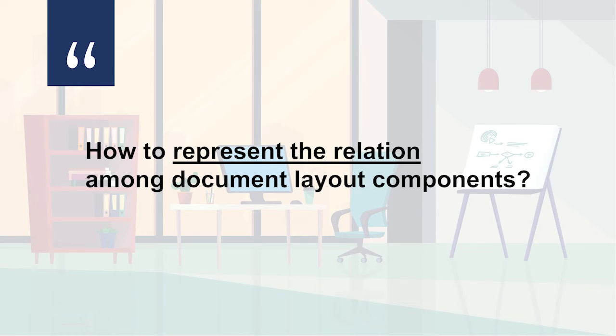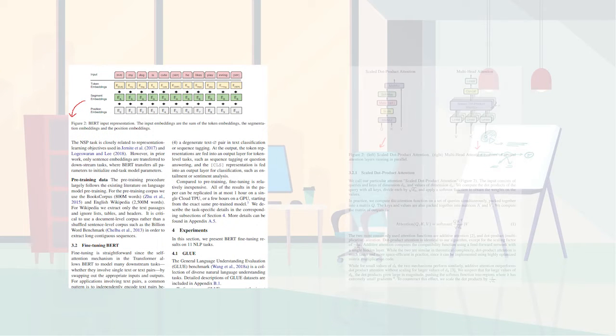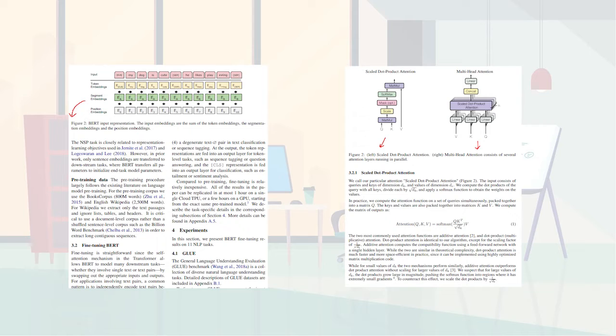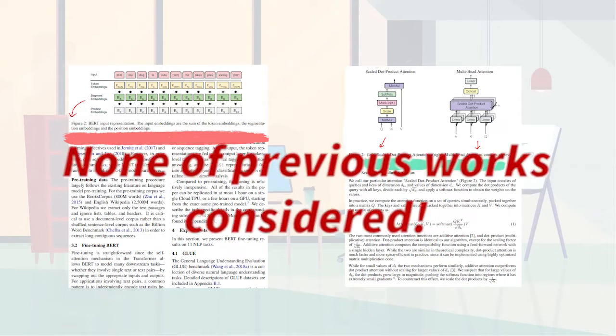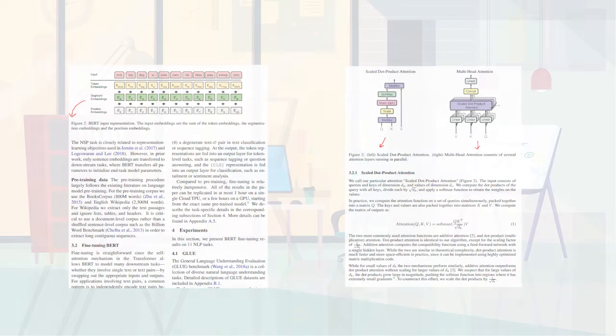The second question is, how to represent the relation among document layout components. In addition to capturing the characteristics of document layout components, recognizing their relationships is also important for document layout understanding. For example, assume a text component is detected based on its characteristics, but it's actually more accurate to be classified as a figure caption when it's located closely above or below a figure component. However, no previous works have considered such integration of relationships for better document understanding.